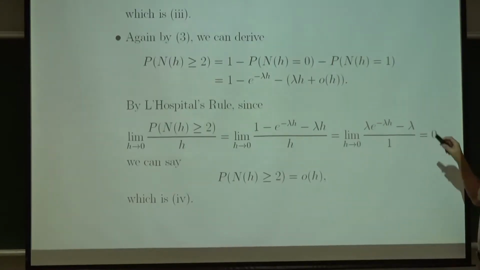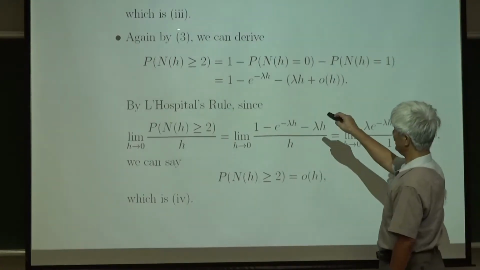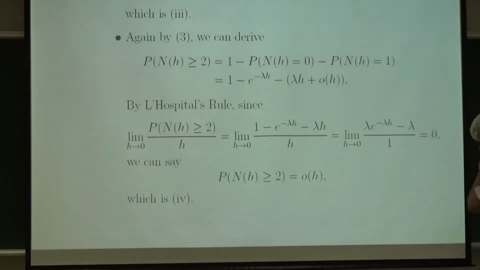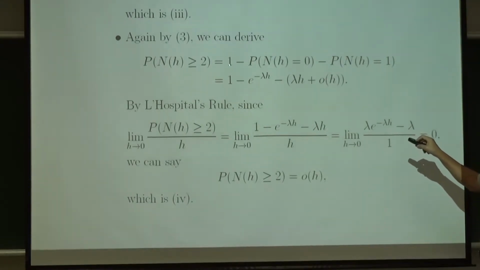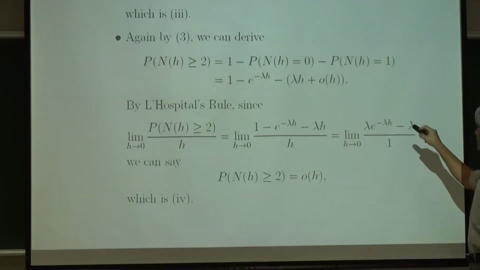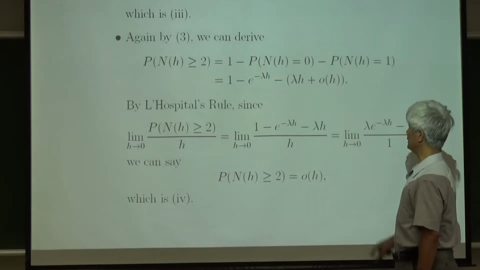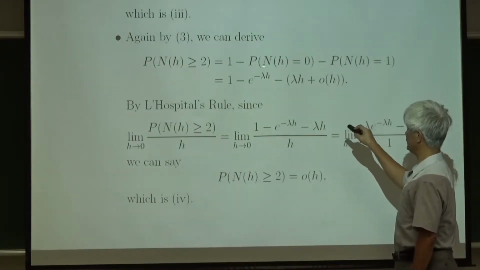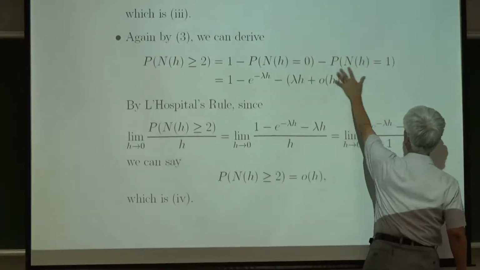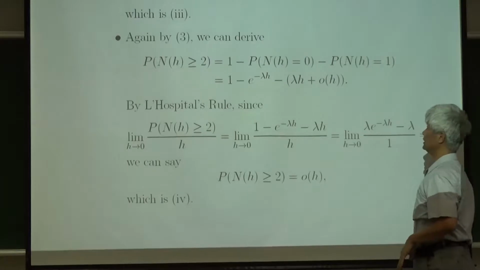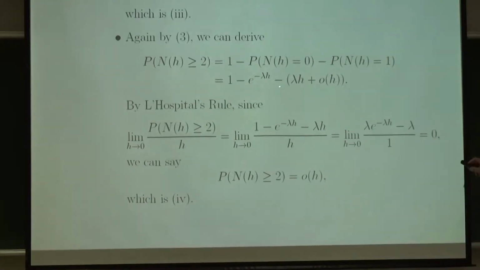So this is just Roman number 3. Now the proof of the next one. Again, by property 3 of the Poisson process, the probability of this event is 1 minus the probability of this event and minus the probability of this event. We know that N(h) is Poisson distributed, so the probability of this event is equal to e to the minus lambda h. And this other term has just been proved here.